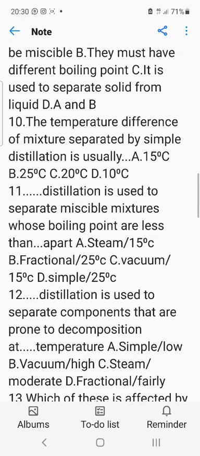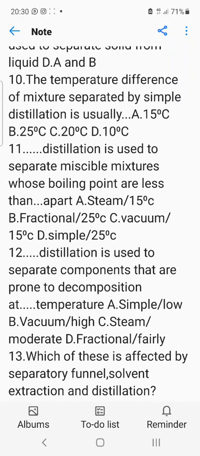Number 10, the temperature difference of mixtures separated by simple distillation is usually dash. Is it 15? Is it 25? Is it 20 or 10? It is 25. Take note of that.